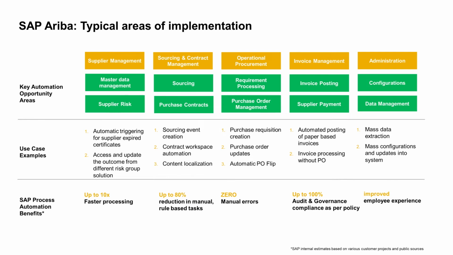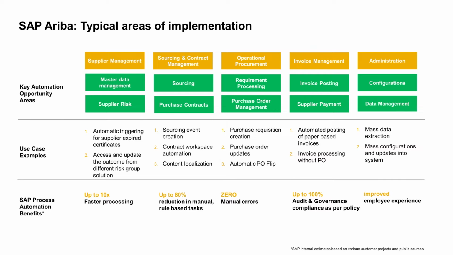As you can see on the screen, there are many areas that can be automated in SAP Ariba. For example, the supplier management system includes certain use cases, for example, automatic triggering of supplier expired certificates, and a solution for accessing and updating the outcome from different risk groups. We have certain use cases for sourcing and contract management as well. Use cases for operational procurement include, for example, purchase order creation, as well as what we are covering today about invoice management, which is automated posting of paper-based invoices. Finally, we see that mass data extraction is one of the examples of a use case under administration.